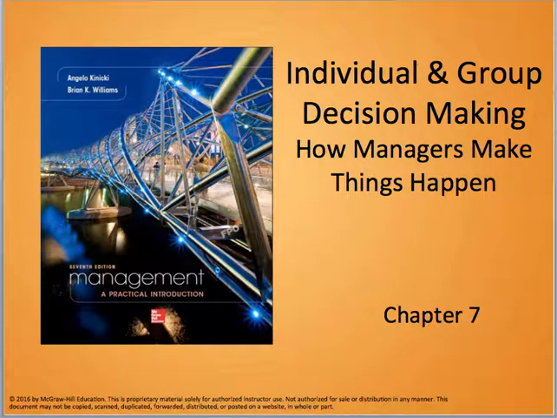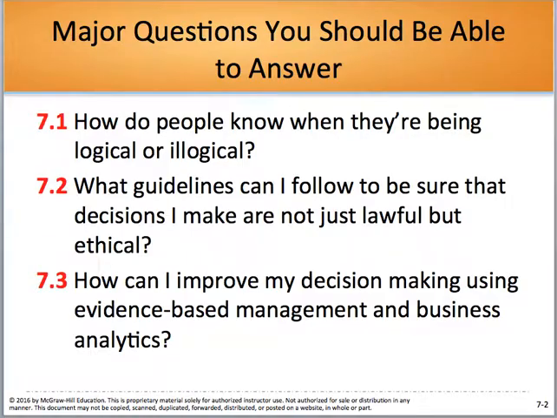Welcome to Chapter 7. This chapter, we're going to see how managers make things happen through individual and group decision making. By the end of this chapter, you should be able to explain how people know when they're being logical or illogical, the guidelines that you can follow to be sure that decisions you make are not just lawful but ethical, and how you can improve your decision making using evidence based management and business analytics.